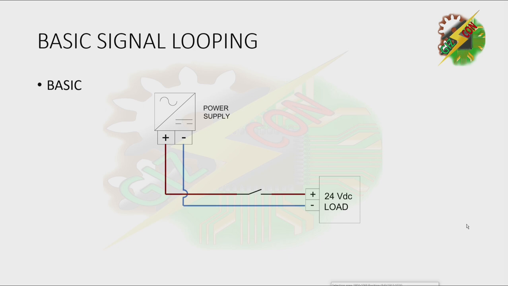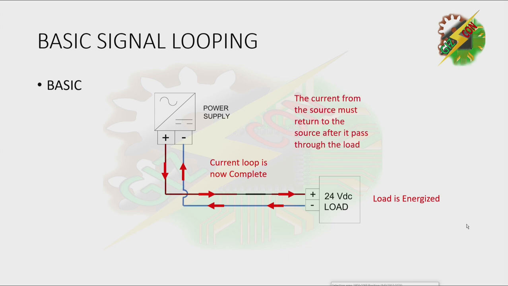For the basic signal looping, let's say we have a power supply and we have a load. When we close this switch, the current will flow. The load is energized. The current loop is now complete. The main thing that we need to remember here is that the current from the source must return to the source after it passes through the load. That's the only thing we need to remember in signal looping. To make the load work, that condition must be satisfied.